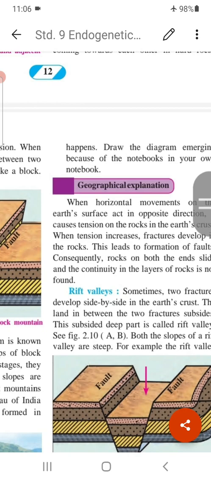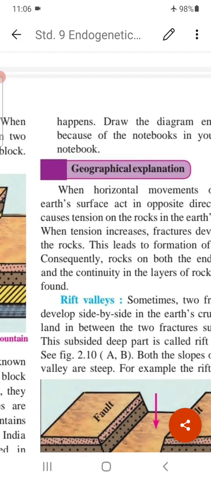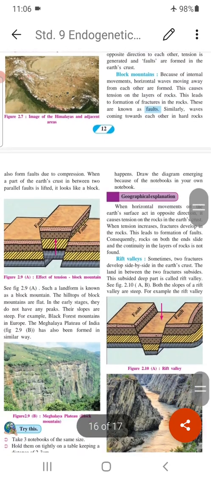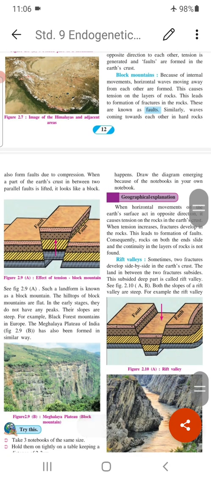We have seen earlier in the previous activity. So when tension increases, fractures develop in the rocks, and this leads to formation of faults. Consequently, rocks on both the ends slide, and the continuity in the layers of rocks is not found. So whenever layers are formed, layers of anything, if there is no continuity, the layers are not found, because of these faults, these breakages.